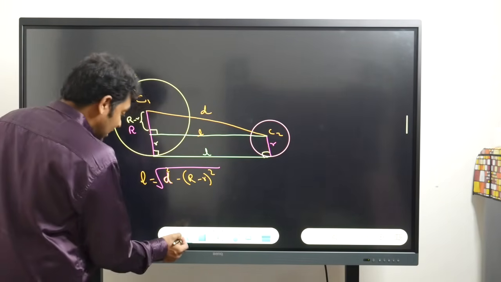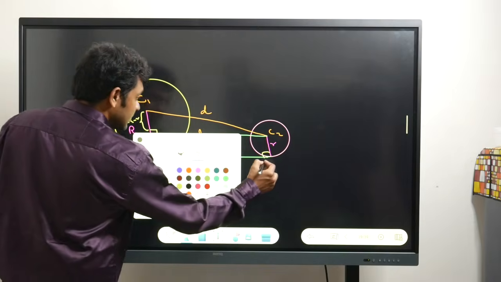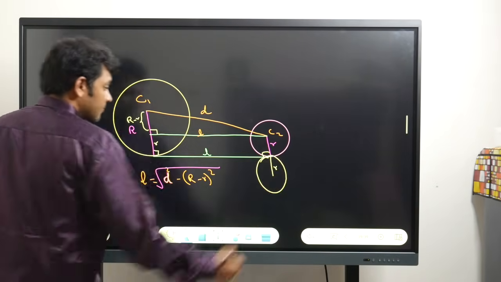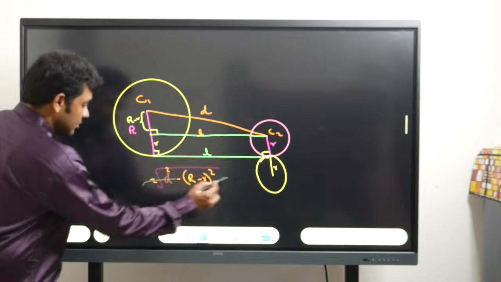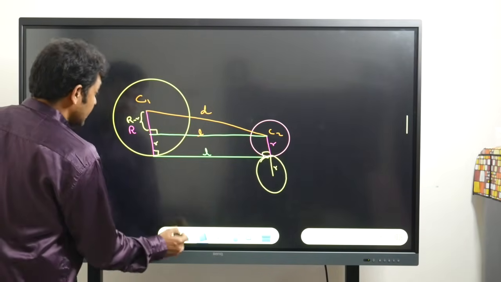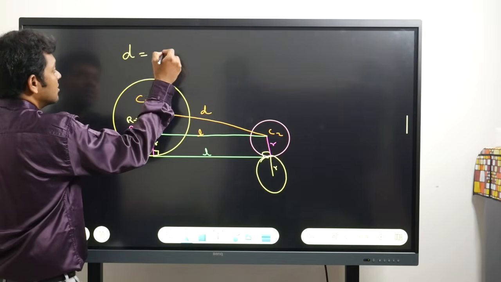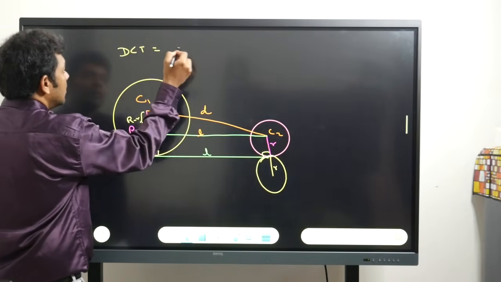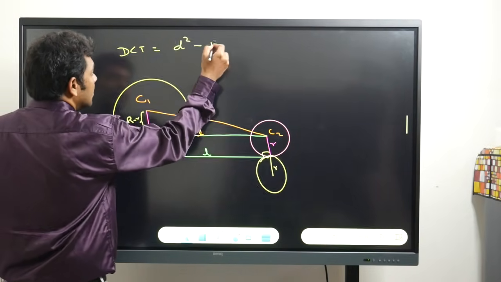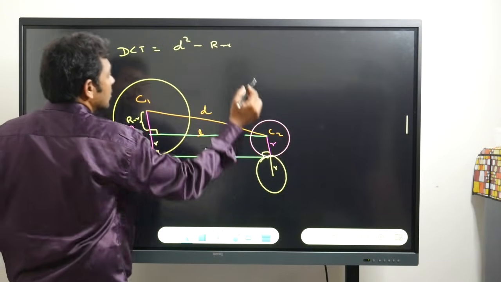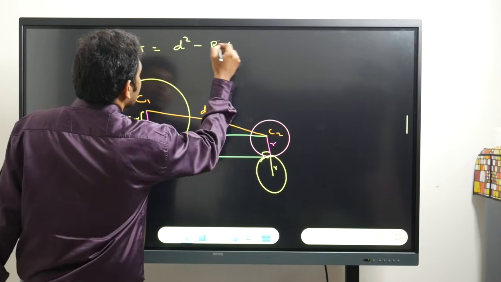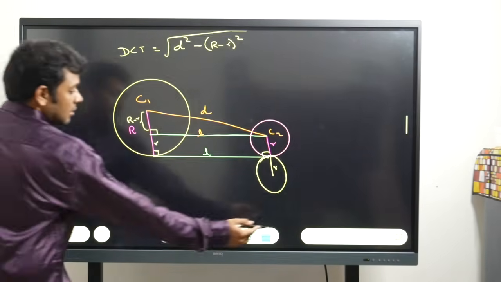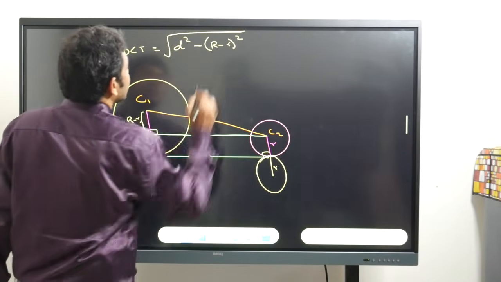If I ask you to find the transverse common tangent, same process. Please imagine the circle is over here. Let me just have it here. So the length of the direct common tangent, DCT, is the distance between the centers squared minus (R minus r) the whole squared, under the square root.